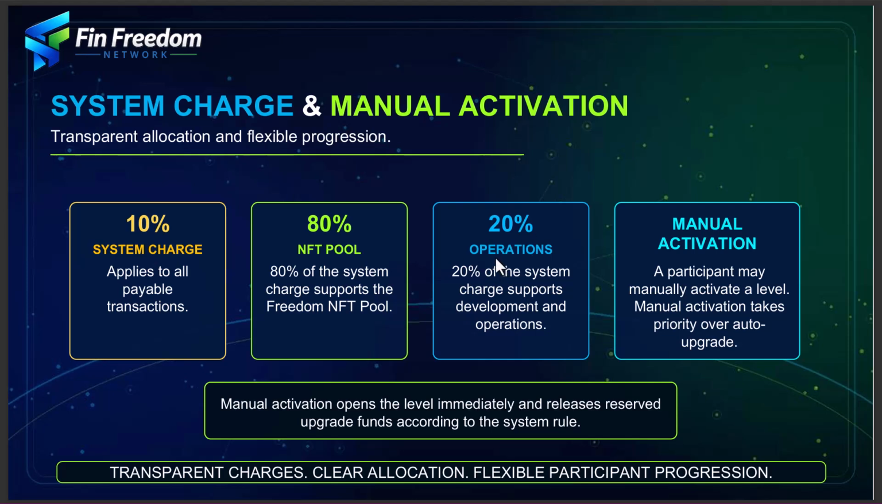Then if a participant manually activates a level, manual activation takes priority over auto upgrade. So you can decide to go and upgrade yourself without waiting for when your money will be locked for auto upgrade for you. And if you deactivate, there is a consequence. Some money will be deducted. Manual activation opens the level immediately and releases reserved upgrade funds according to the system rule.